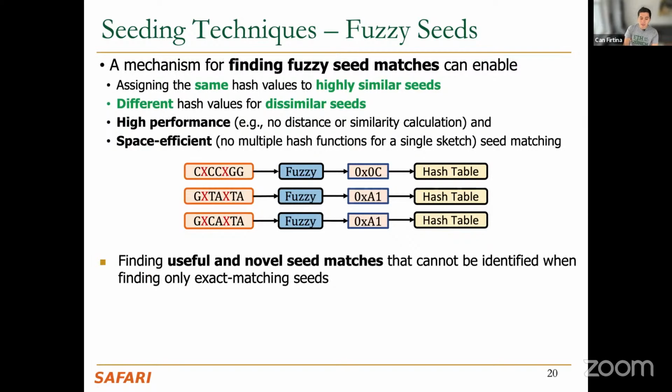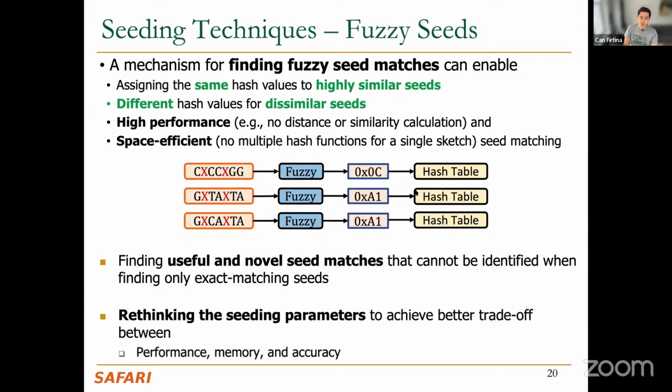So this means that if you are using low collision hash functions, then you need to find exact matching seeds. And this means that maybe you're missing some useful and novel seed matches by doing so. And for such a fuzzy seeding technique, it does not necessarily use low collision hash functions, but maybe uses some clever techniques to be able to generate the same hash value for highly similar seeds.